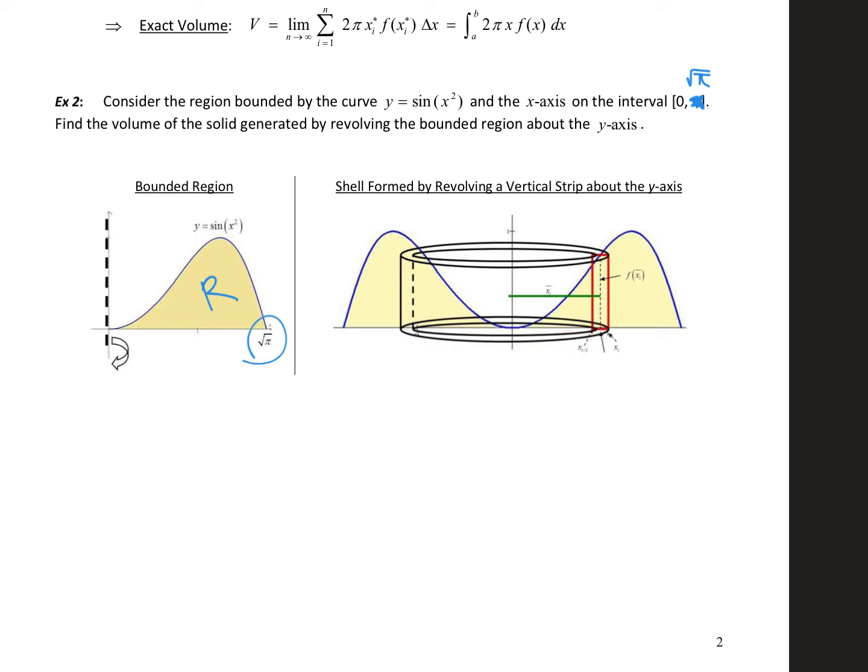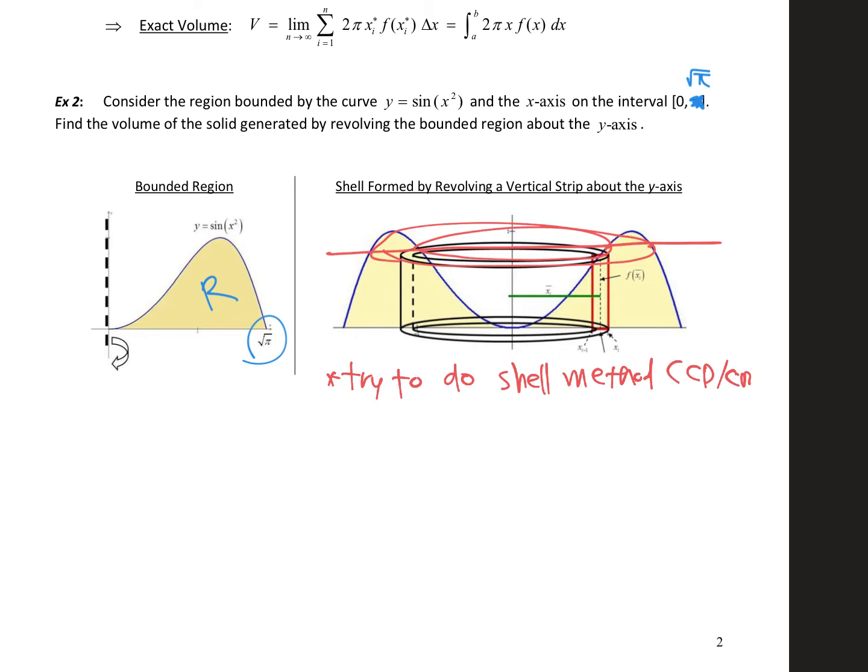Again, my first instinct was, can I just do cross-sections like in the previous section? If I look at a random cross-section, there's an inner circle and an outer circle. Again, the outer circle and inner circle come from the same function. So if I do outer squared minus inner squared, I'm going to get 0. So that's not going to work. So we try the shell method instead.